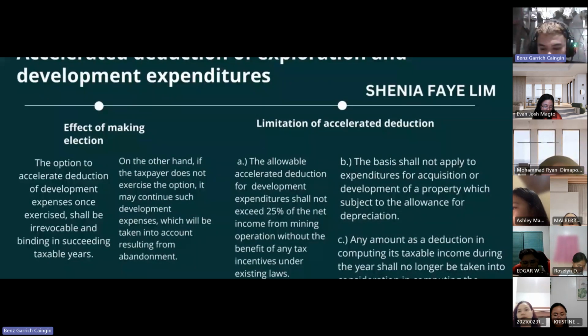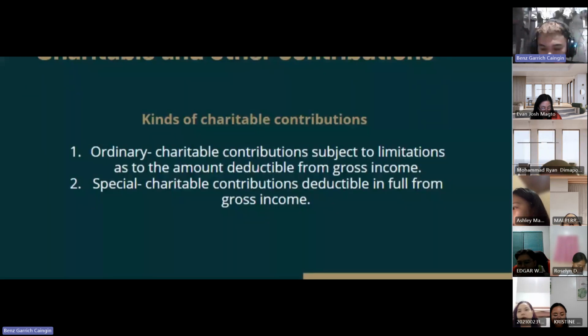So next is charitable and other contributions. What are charitable contributions? A donation or gift made to or for the benefit of an approved organization is referred to as a charitable contribution. It is given voluntarily and without any expectation of receiving something of equal value. So there are two kinds of charitable contributions. First is ordinary and second is special.